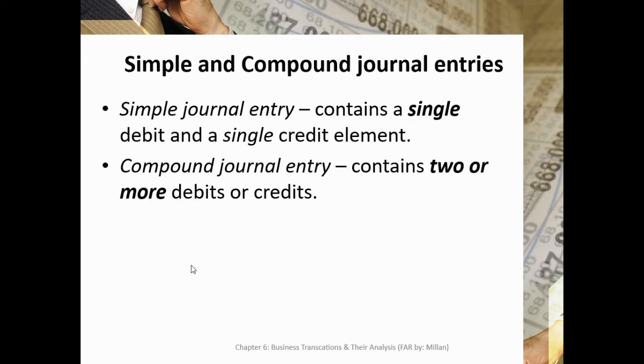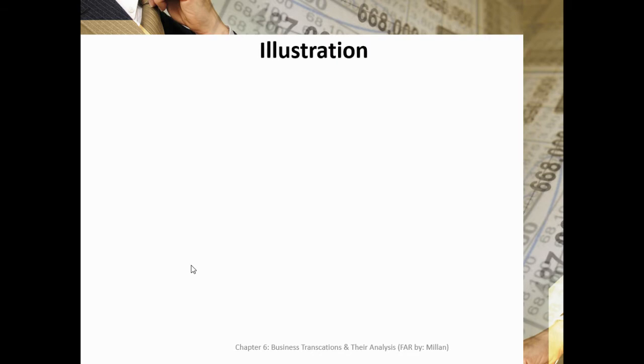May dalawang klase ng journal entries. Pwedeng simple journal entry which contains a single debit and a single credit. And another one is the compound journal entry. Ito yung dalawang entry sana. Pwedeng dalawang entry siya as simple pero pinagsama mo siyang dalawa. So it contains two or more debits or credits.